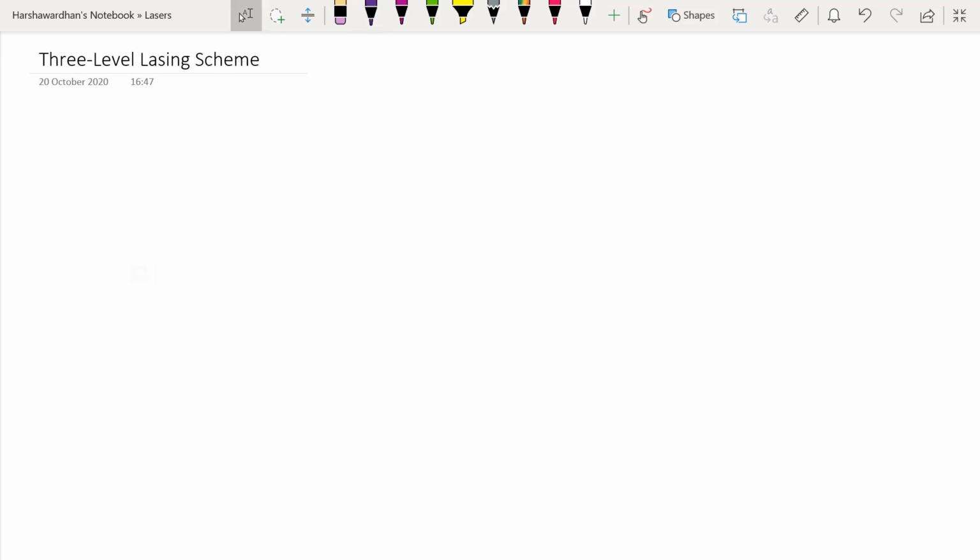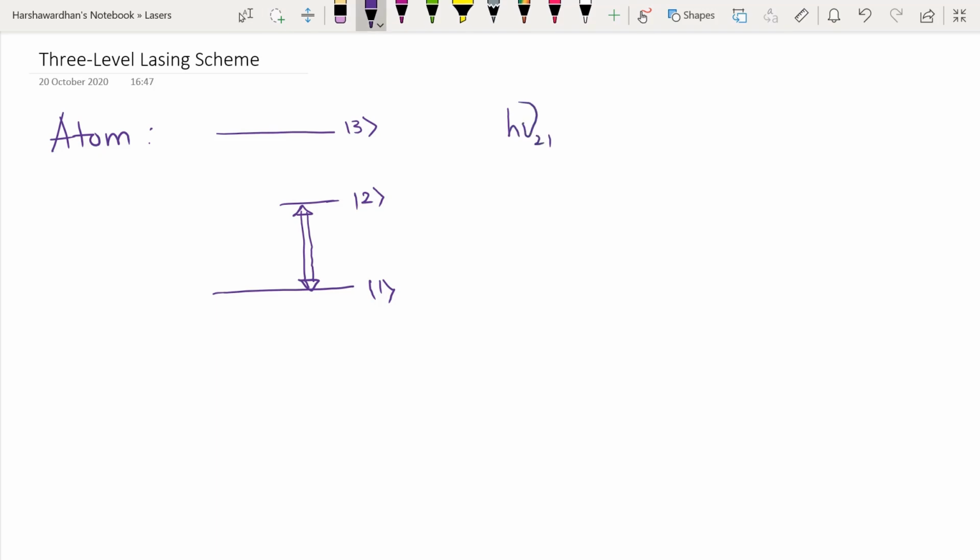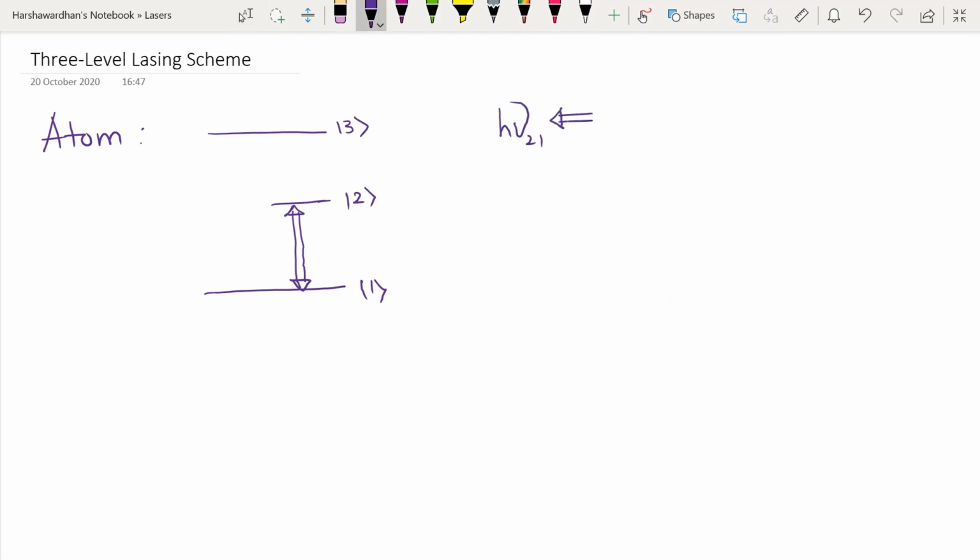Let's consider the three-level atom. Again, what I mean is I am neglecting all the other states within the atom and restricting myself only to three levels. So this is my ground state. Level 2 is my excited state, and level 3 is another excited state. So I will try and stick to the uniform notation. That is, my 2-1 transition is the lasing transition. What I mean by that is h nu 21 corresponds to the energy associated with the lasing transition.